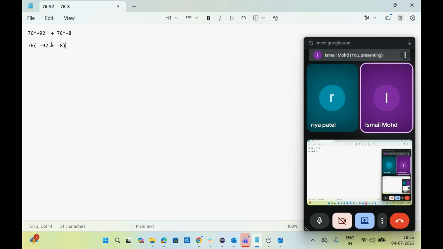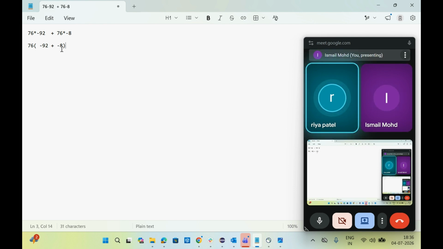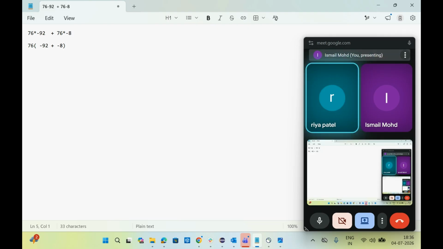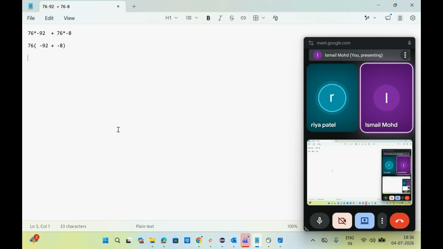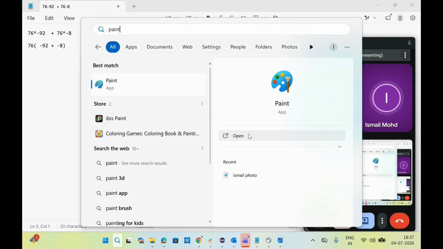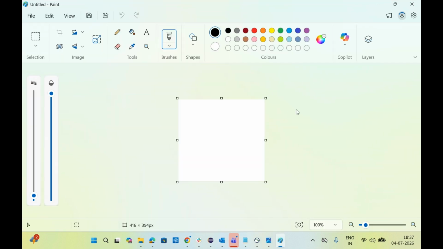How much is minus 8 minus 92? Minus 8 plus minus 92, or minus 92 plus minus 8. How much? Is it 100 or minus 100? Sir, it would be 100 because minus minus will become plus. No, no, you are not doing multiplication here. You are doing addition here.